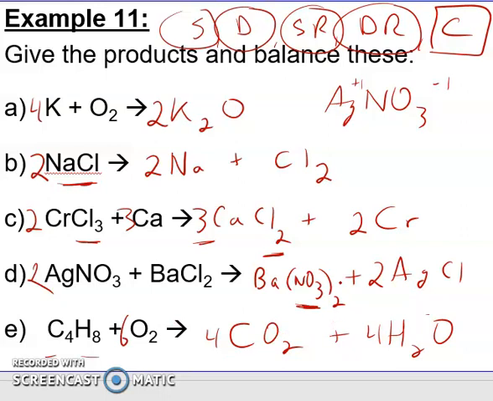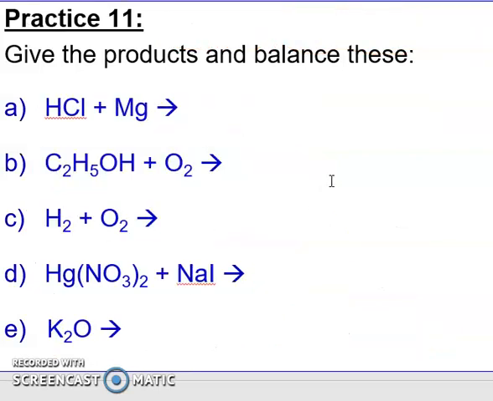Okay, so I have the same thing for you to practice on your own in this practice 11, and then we'll do a bunch of these in class. This is probably a tougher idea, so we'll take a few days to make sure we work through these, but go ahead and try to give the products and then balance the equations at the end. This completes for us the video.